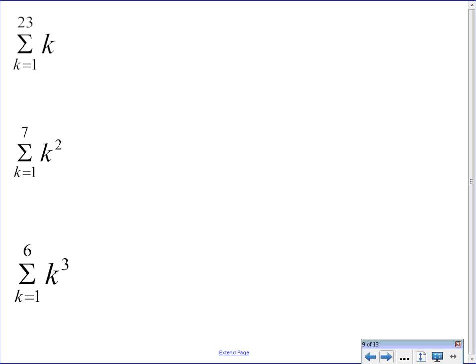We have the sum from k is 1 to 23 of k. What was our shortcut if we just are adding up k? Give it to me in general terms. N times n plus 1 over 2, right? So we're going to have 23 times 24 all over 2. 24 divided by 2 is 12. What's 23 times 12?